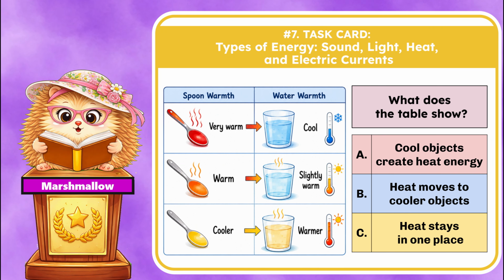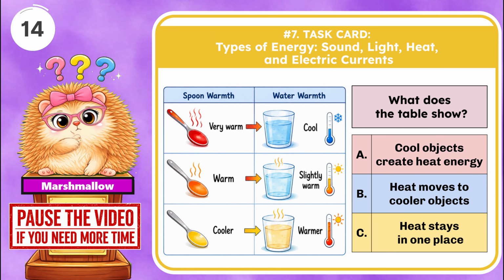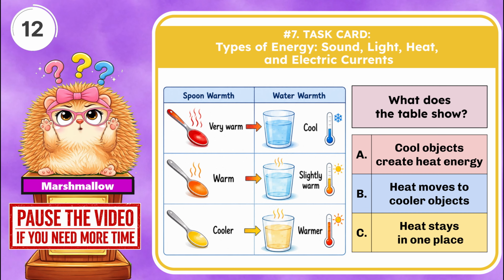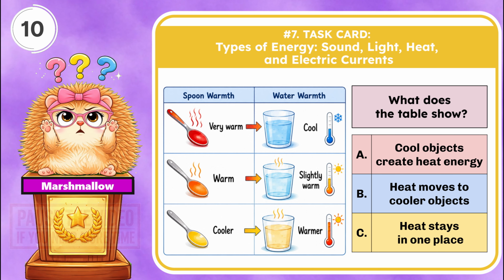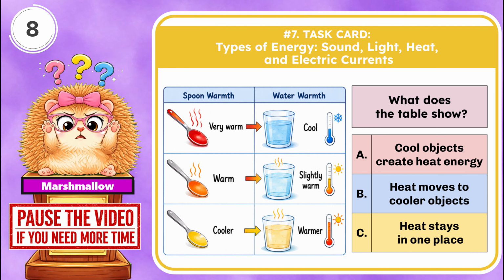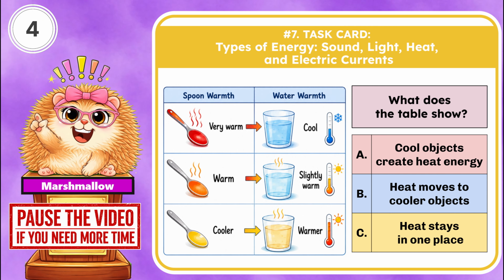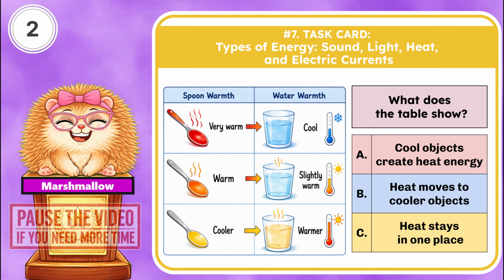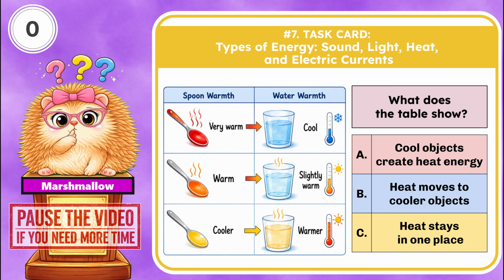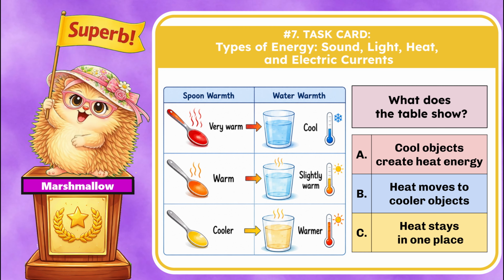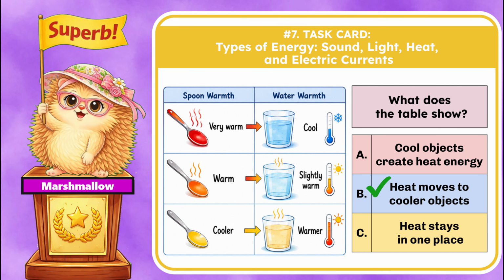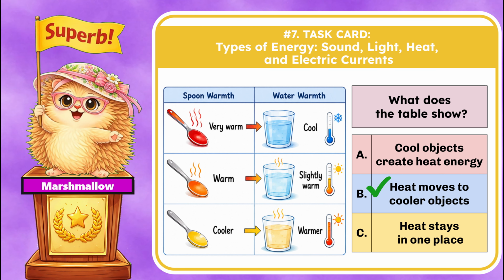What does the table show? And the correct answer is letter B, heat moves to cooler objects.